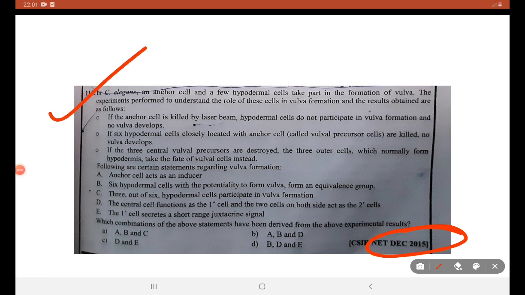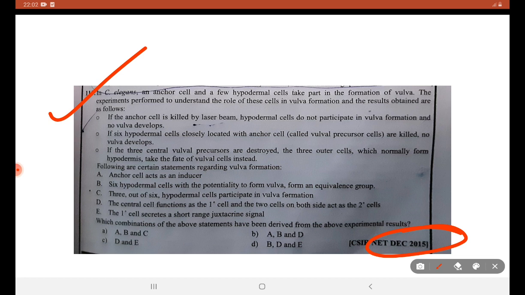Question. In C. elegans, the anchor cell and a few hypodermal cells take part in the vulva. An experiment was performed to understand the role of these cells in vulval formation, and the results obtained are as follows. The anchor cell is killed by a laser beam. The hypodermal cells do not participate in the vulval formation and no vulva develops.